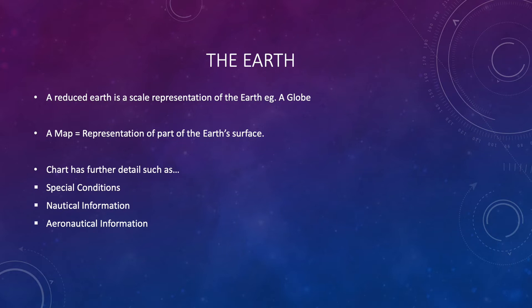We have nautical information as well, and aeronautical information. So that's different information which is more specific to aviation, which is not just a depiction of what's on the ground. Okay, so for instance, us in aviation, we have airspace to worry about, different aerodromes which are more relevant on there, and that's the difference between a map and a chart. It's taking a ground representation and converting it into something that's applicable that we can use as aviators.